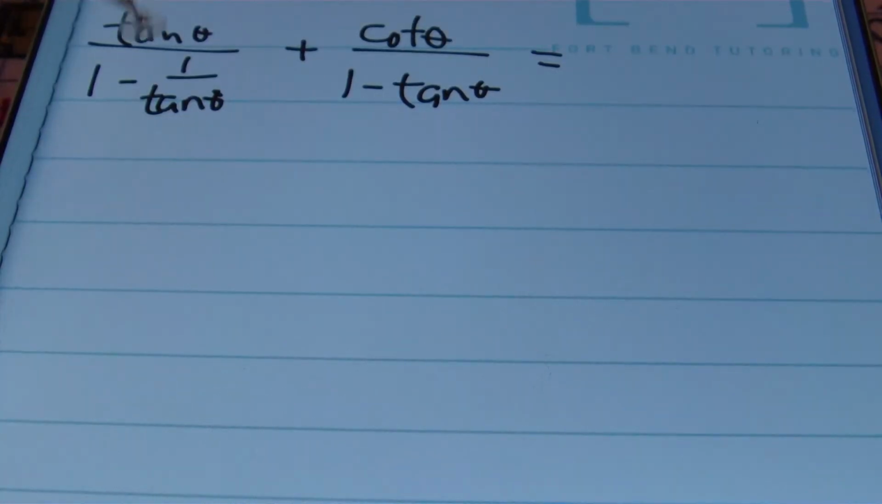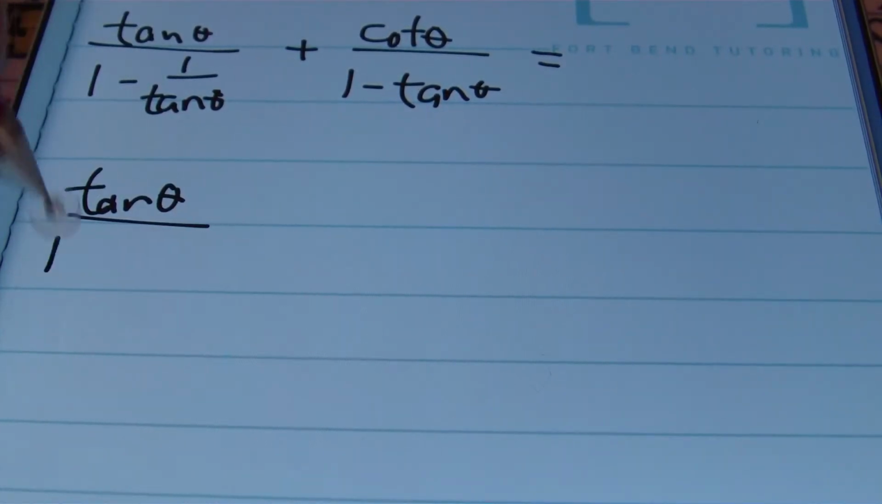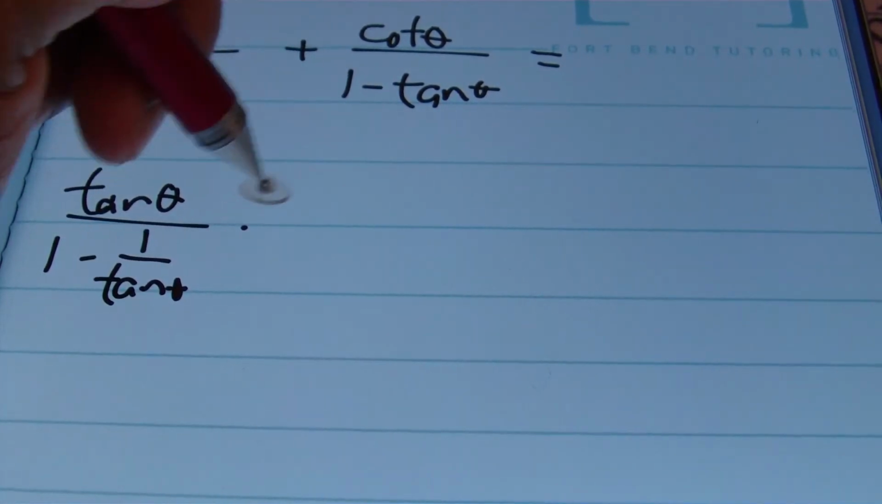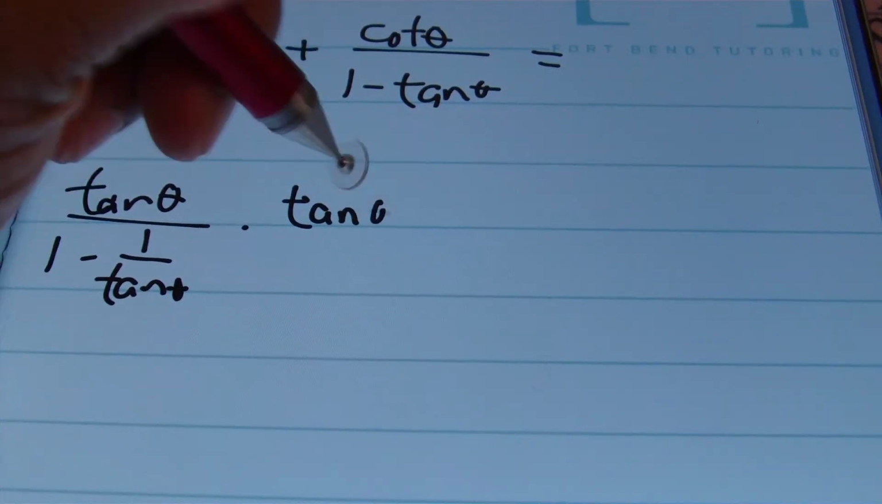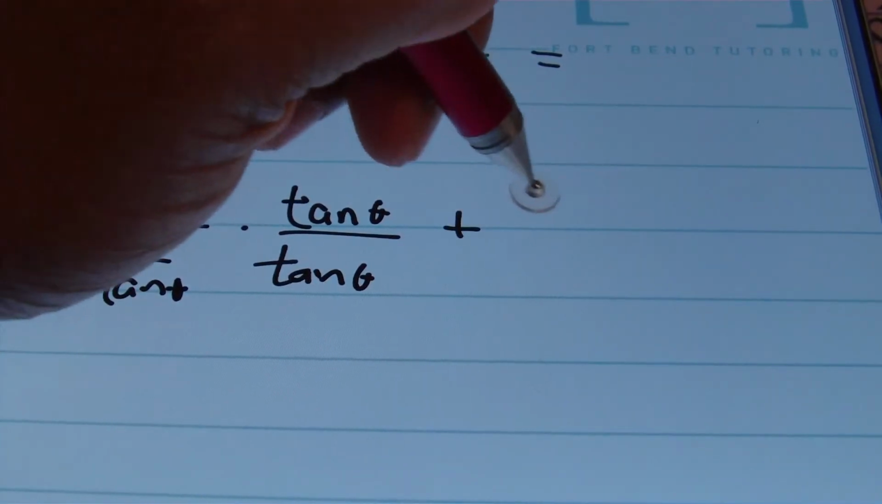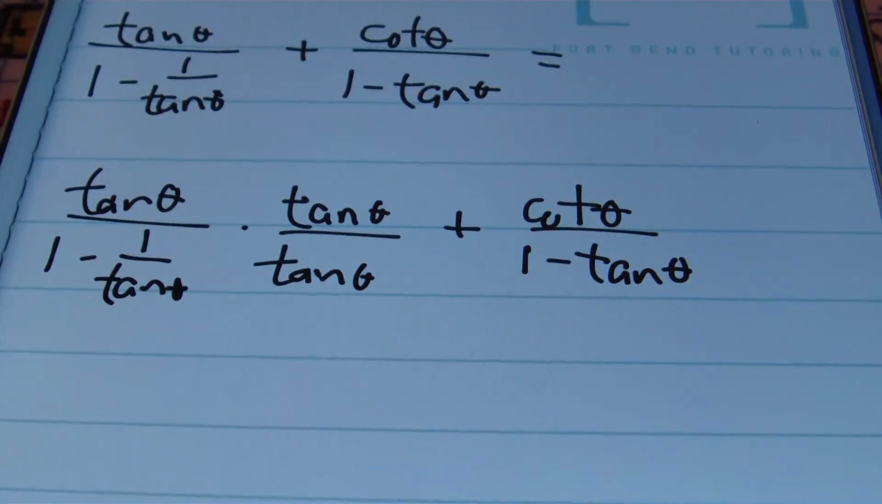The next thing we want to do is get rid of this complex fraction. So we'll multiply each and every term in that first fraction by tan theta, the numerator and the denominator. The second fraction, I want you to leave that alone for now, minus tan theta here, okay? We're just going to leave that second fraction alone for now.